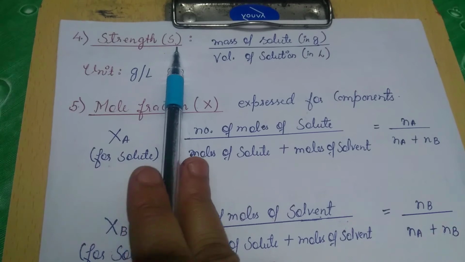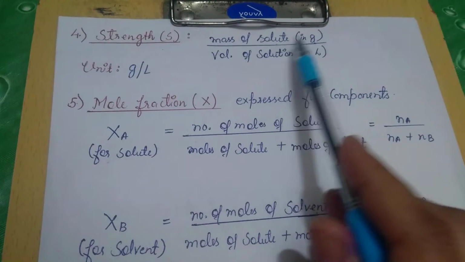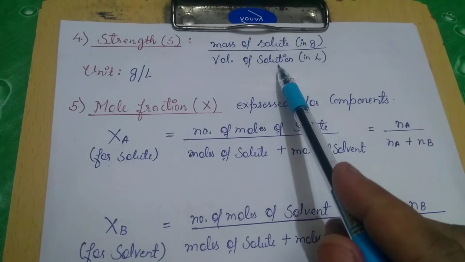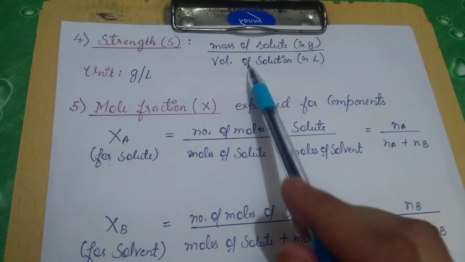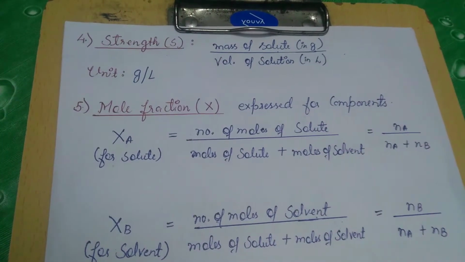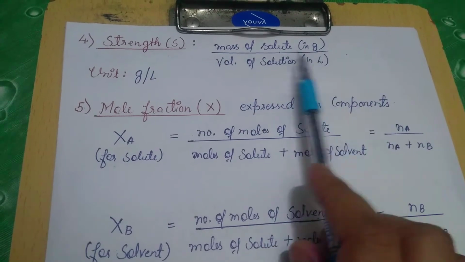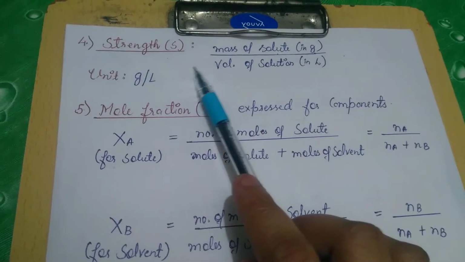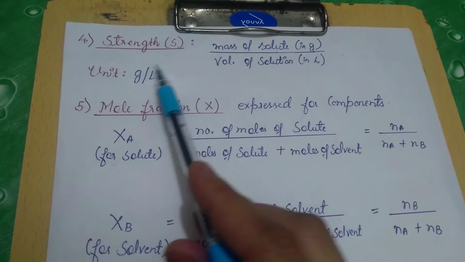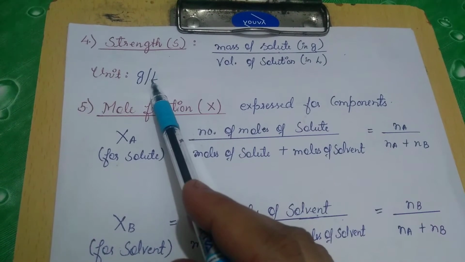It is represented by capital S, and this strength is mass of solute in gram upon volume of solution in liter. It is almost similar to molarity, where we were taking moles of solute upon volume of solution, but in strength we are taking mass of solute. So just make this very clear, the difference between strength and molarity. Its unit will be, if we are taking mass here, obviously gram per liter.